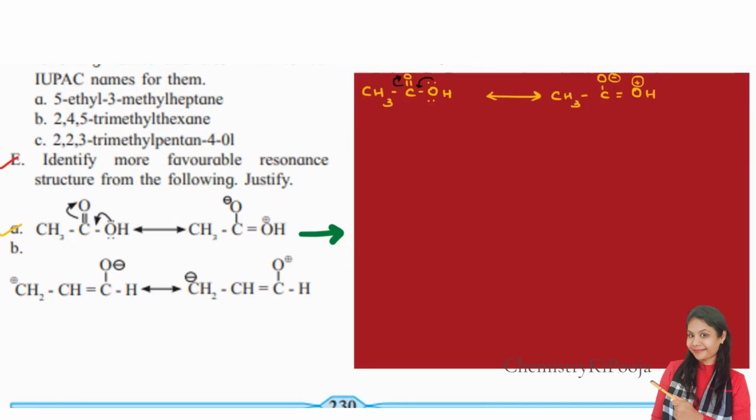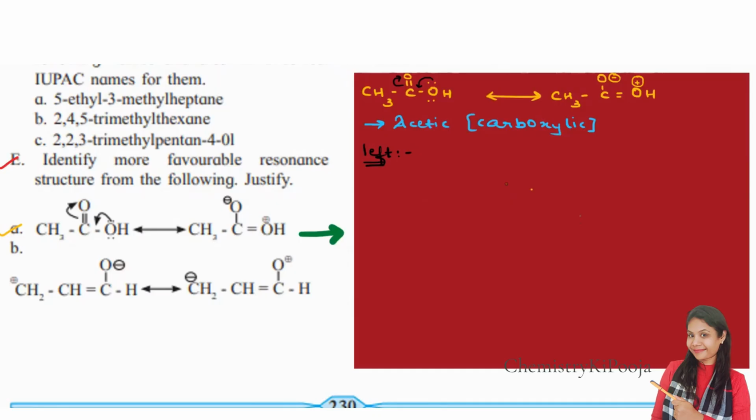Clear? Now, basically, this is the resonance structure for acetic acid, that is carboxylic acid. Now let us have a look at the left hand side. If I look into the left side structure, it is basically a neutral structure.